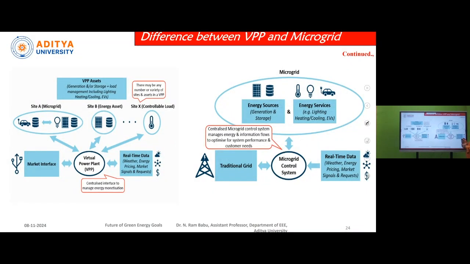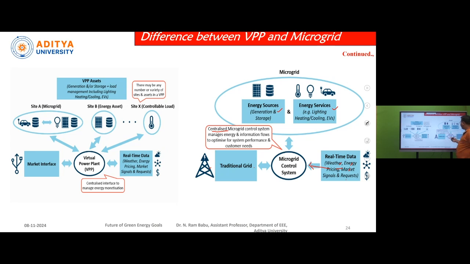Next one, the assets of virtual power plant and microgrid. So here you can observe that. First, let us go to the microgrid. As I stated earlier, this microgrid is a control system. It consists of the traditional grid, and depending upon real-time data, okay, weather, energy, pricing signals, and requests, we are operating the microgrid. Here in the microgrid, a centralized network will be there. And in the microgrid also, energy storage devices will be considered. Okay, energy sources and energy services will be there.